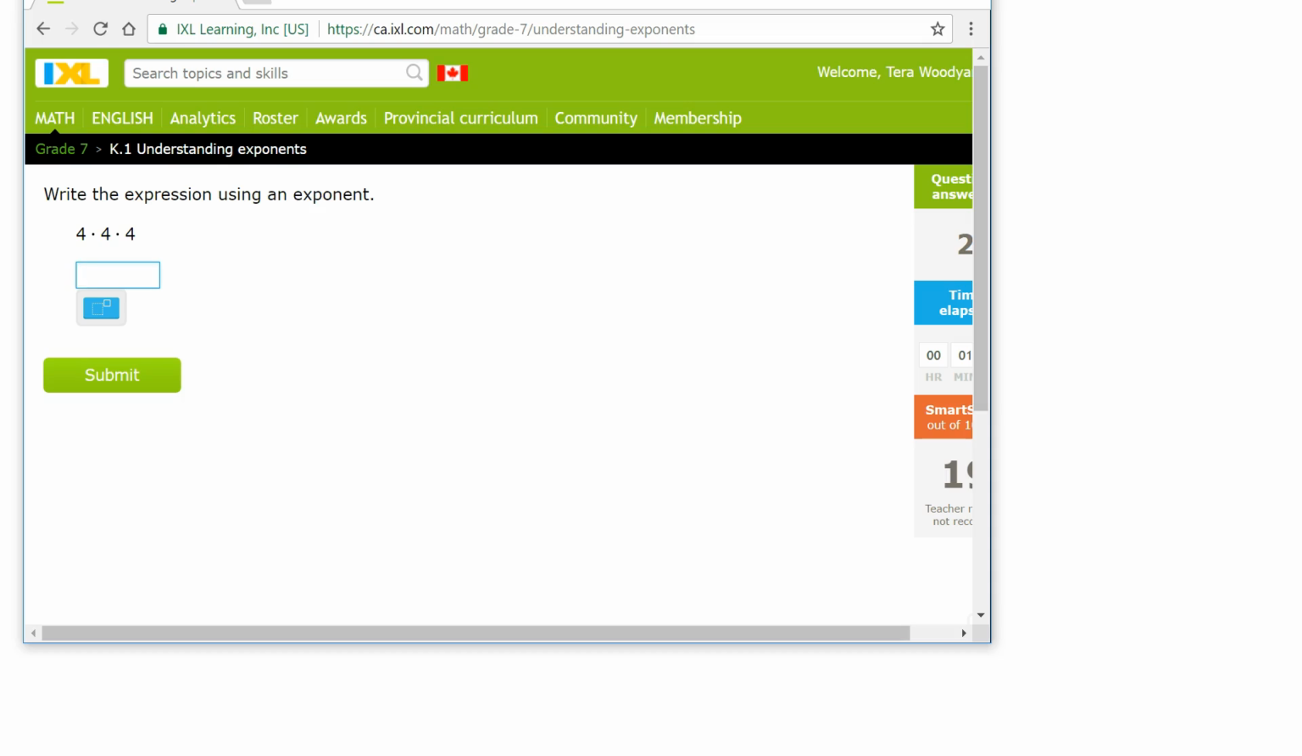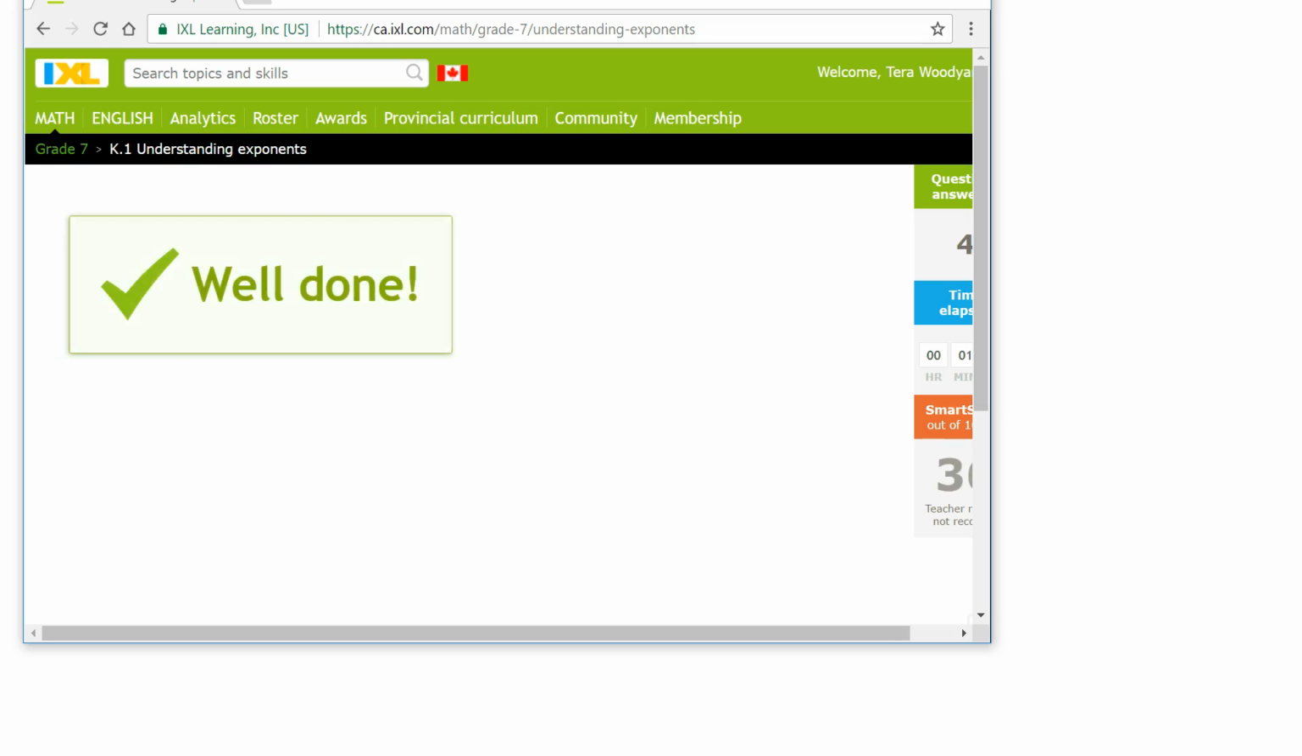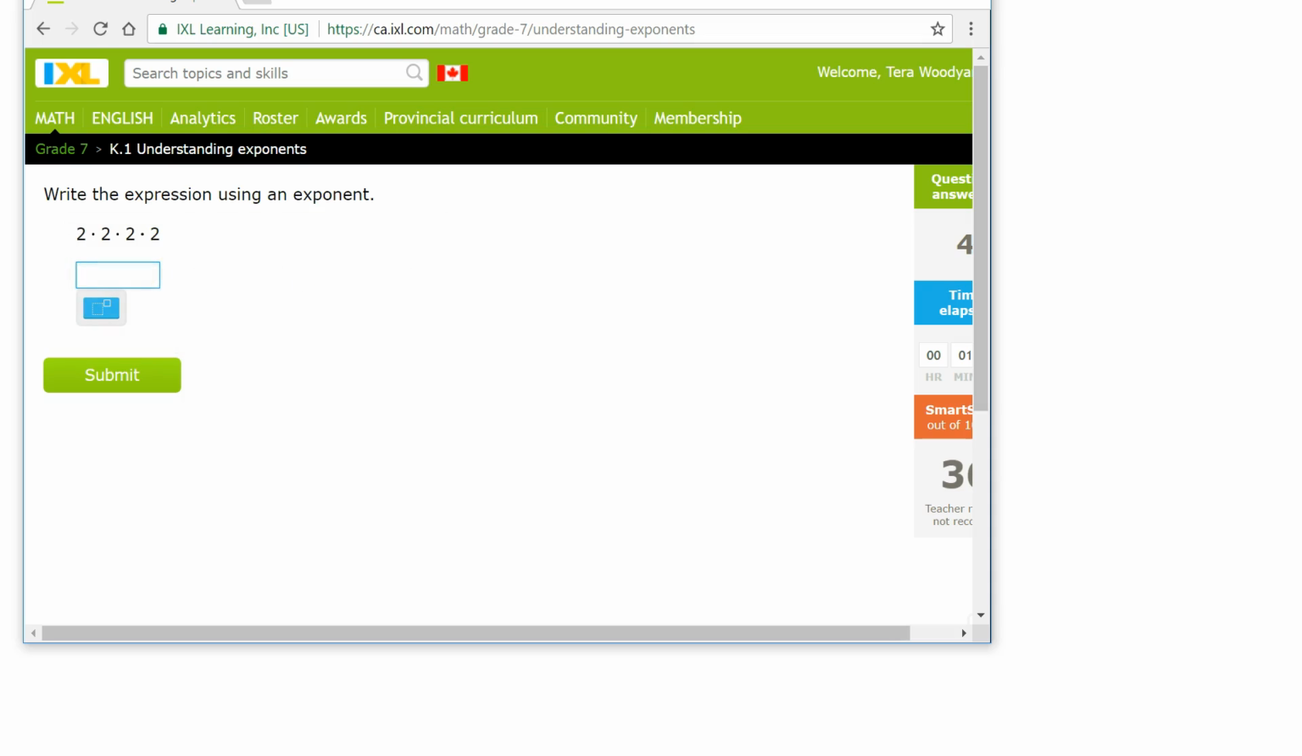I know that my base here is 4, because that's the number that's being repeated, and my exponent is going to be 3. My base here is 5, my exponent is going to be 3, because it's 3 times. And so on and so forth. So this helps you get to know this a little bit better.